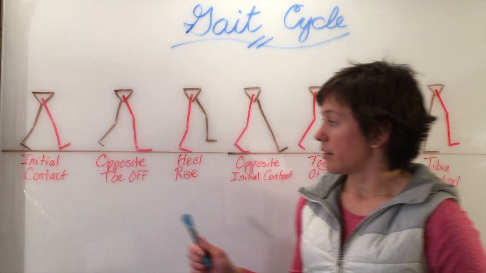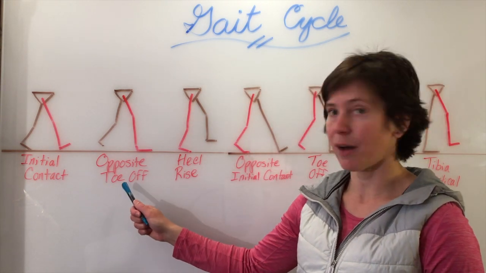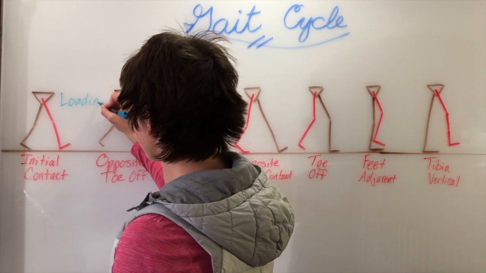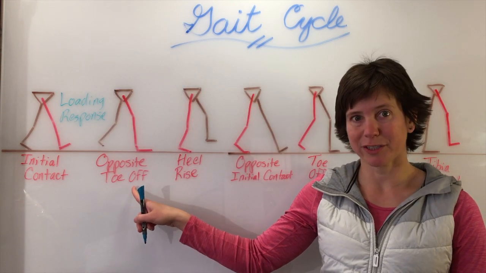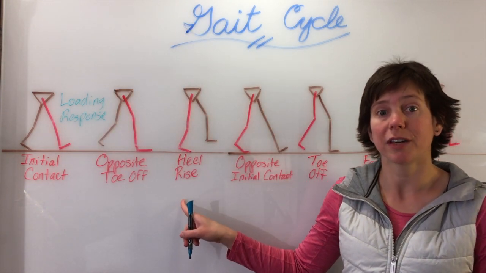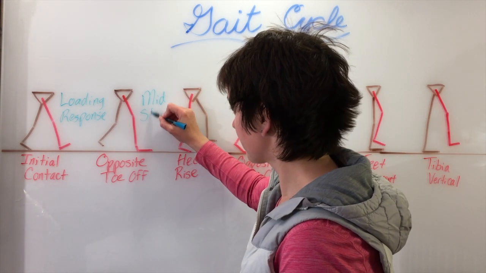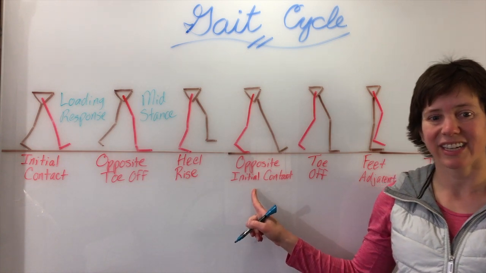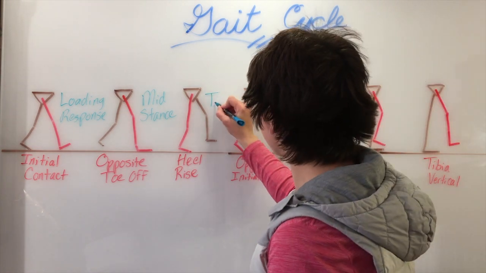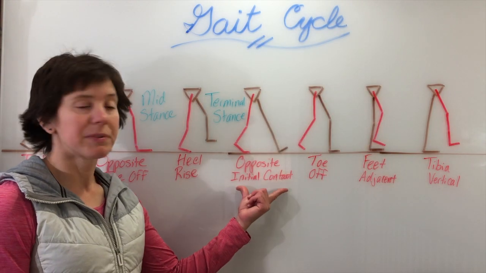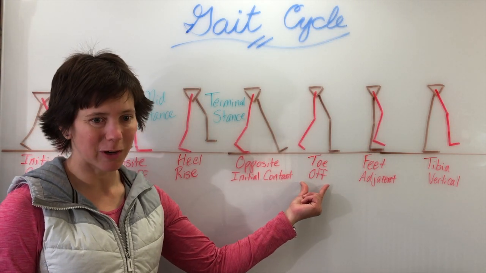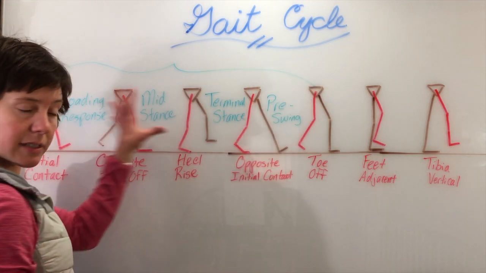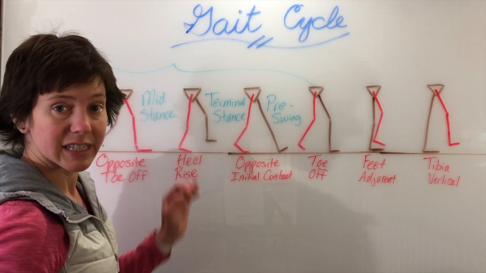So to begin, between initial contact and opposite toe off, we have a phase called loading response. Between opposite toe off and heel rise is known as mid stance. Between heel rise and opposite initial contact is known as terminal stance. Between opposite initial contact and toe off is known as pre-swing. These events written here are part of the stance phase.